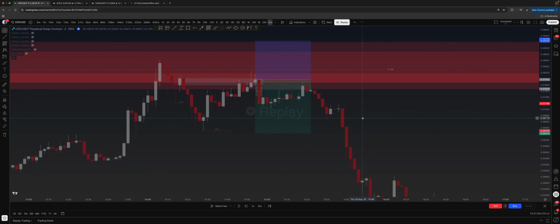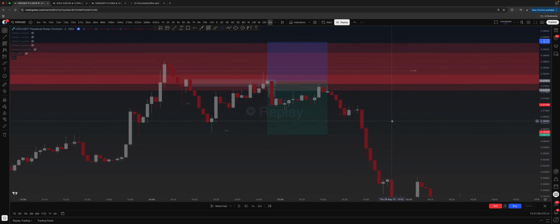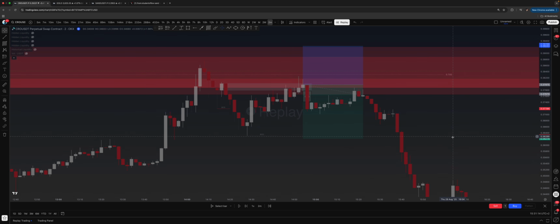journal more trades, and know that there is no confirmation, right? There is no 100% confirmation. You must simply enter when you're presented with the opportunity. It's actually very simple, but simple is hard.